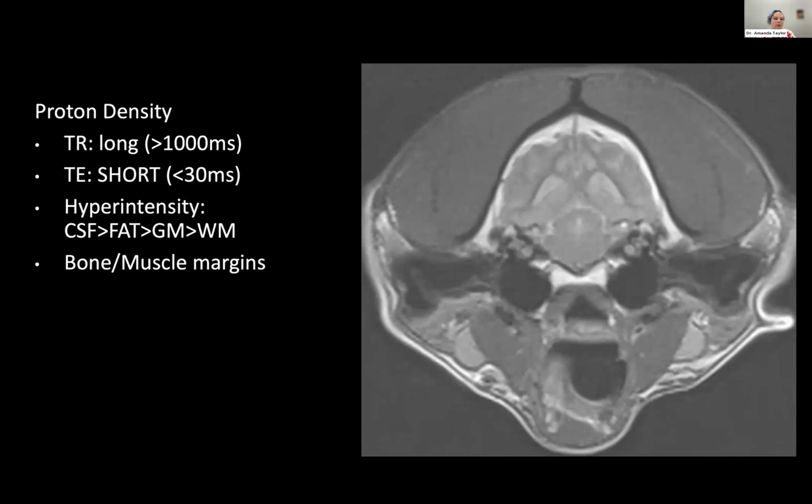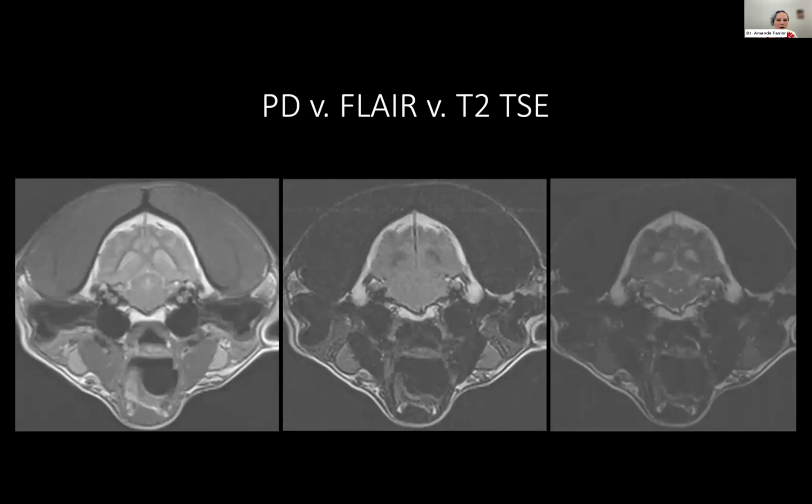Proton density is an image sequence I've not seen as much lately, but it may be possible on your magnet to run transverse proton density sequences at the same time as your T2 TSE weighted sequences. These are more helpful for bone muscle margins than typical T2 weighted imaging. And I think that the distinction can be seen here pretty well.